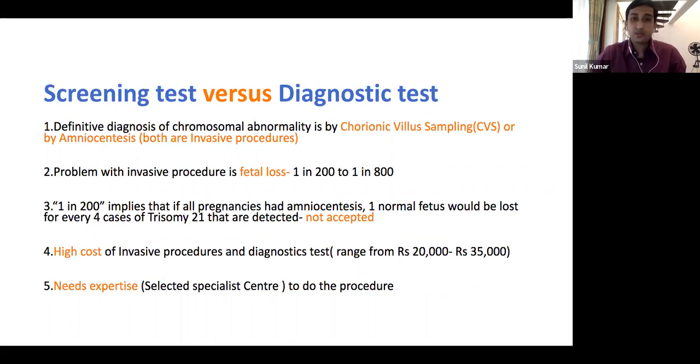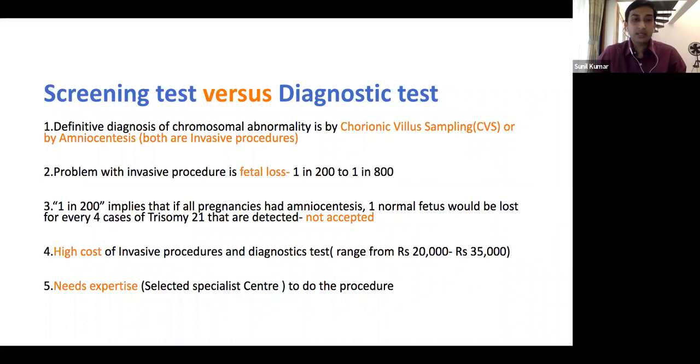Definitive diagnosis of chromosomal abnormality is by chorionic villus sampling, called CVS, or by amniocentesis. These both are invasive procedures. The problem with invasive procedures is fetal loss, 1 in 200 to 1 in 800.